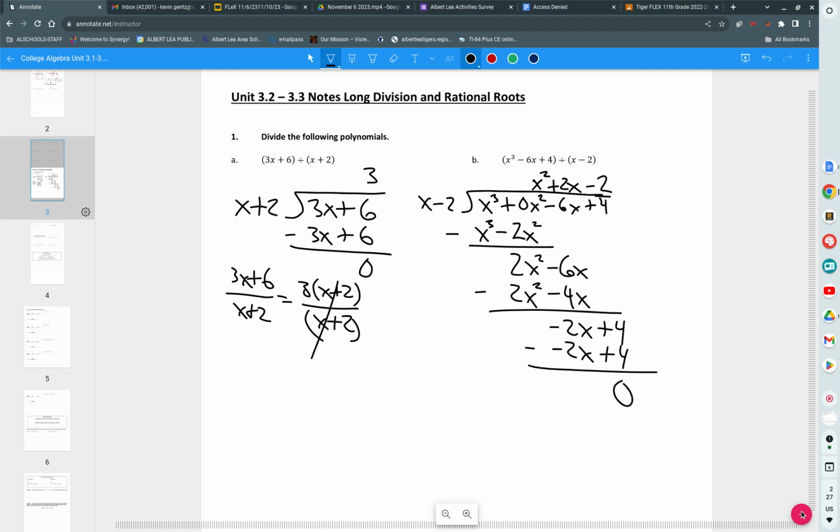It's in conjunction with the rational roots theorem. It's called the remainder theorem. Notice our remainder here is 0. There's a way to check ahead of time what the remainder should be.